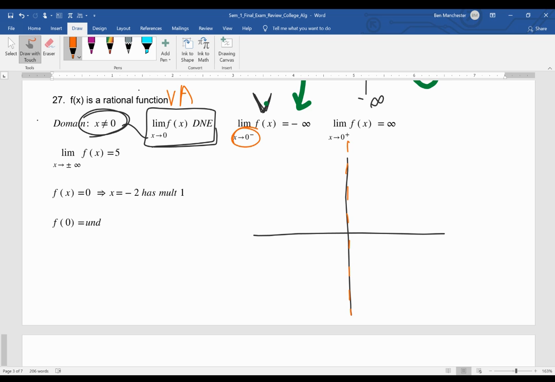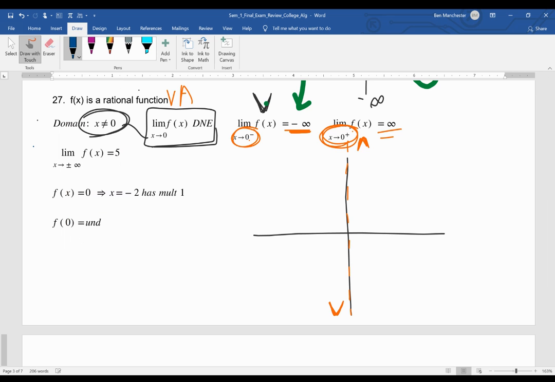Now on the left side of 0, the graph is going down. This is your behavior around your asymptote. And to the right side of 0, right, plus, it's up here at positive infinity. On the left of 0 and on the right of 0, that's what those minuses and pluses mean.